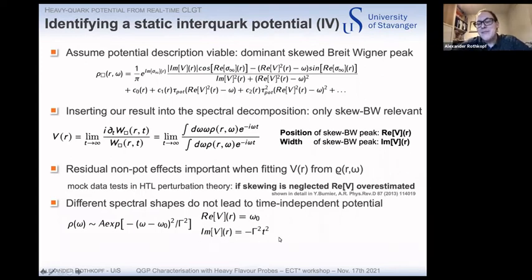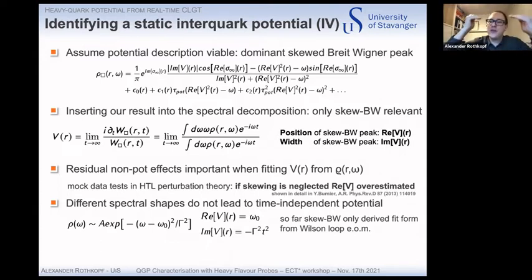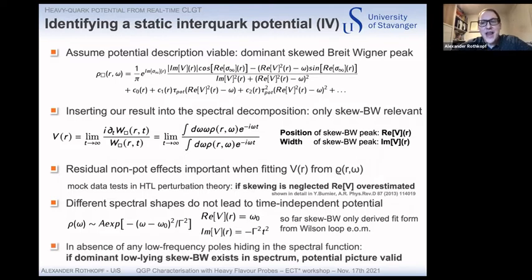But the imaginary part that you would get out of this is not time independent, and therefore it is difficult to really connect such a Gaussian fit form to a time independent potential. So far we've only managed to really derive from the properties of the Wilson loop this skewed Breit-Wigner fit form. Now this was always the forward argument.